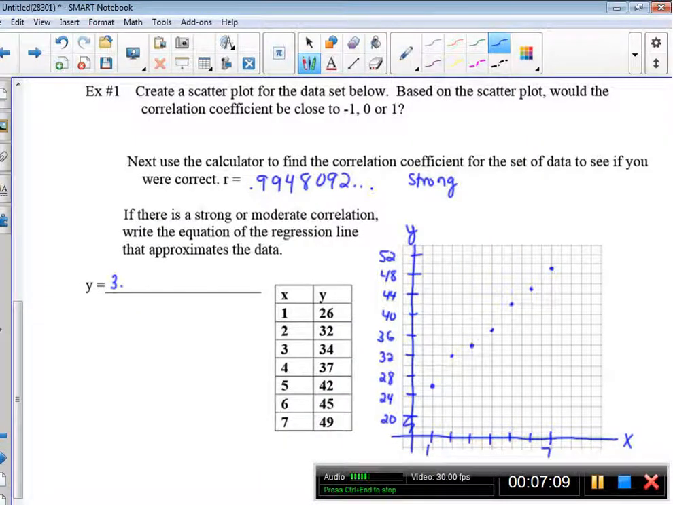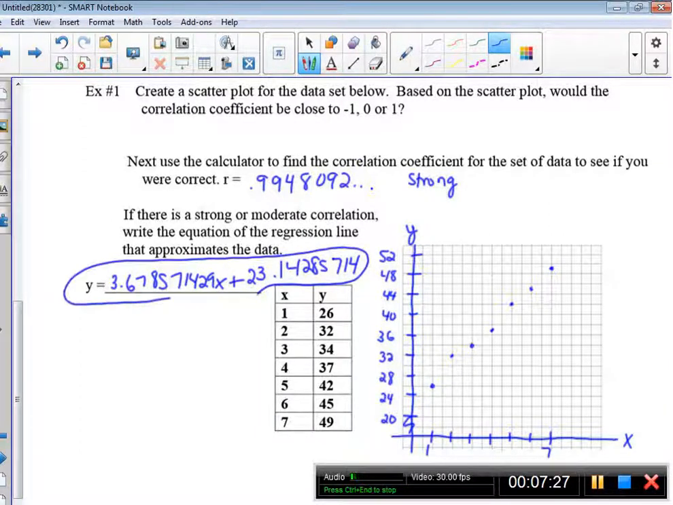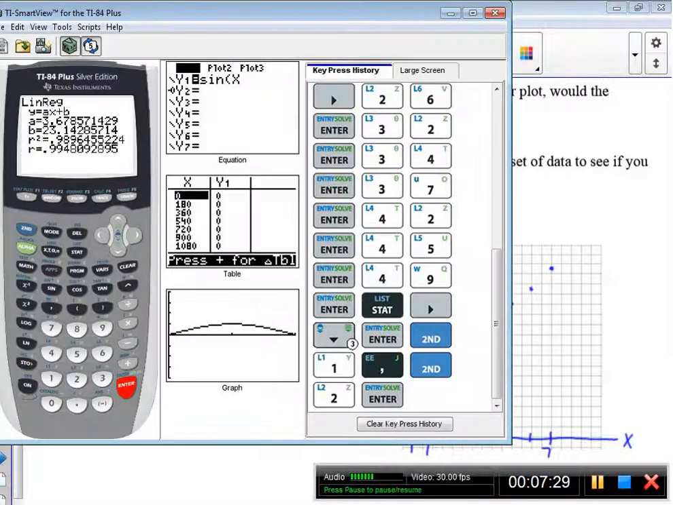So it's 3.671429x plus 23.14285714. That's the equation of my line. So if I go back to the calculator, all I did was plug in the A and the B, so I have it in y equals mx plus b form.